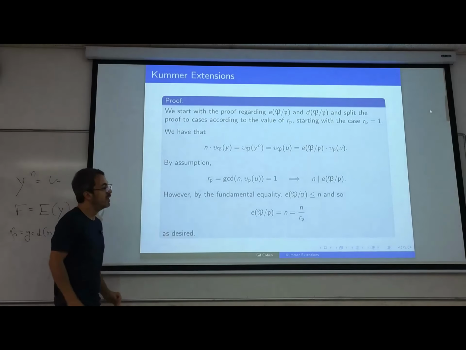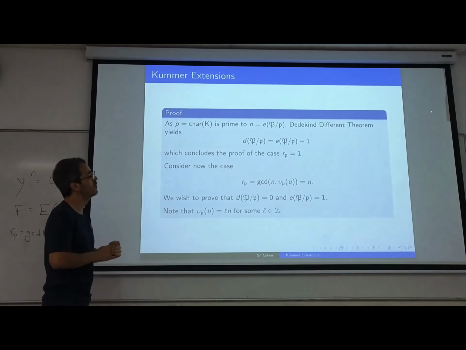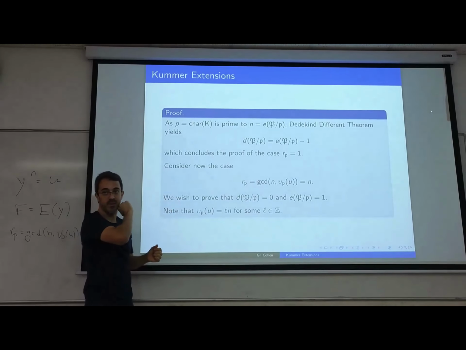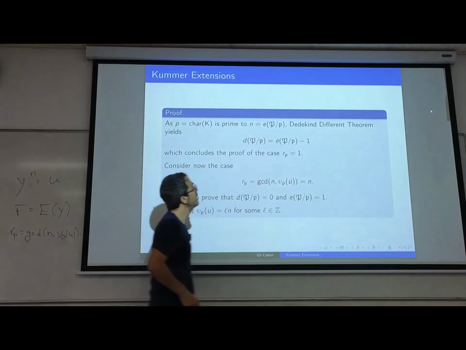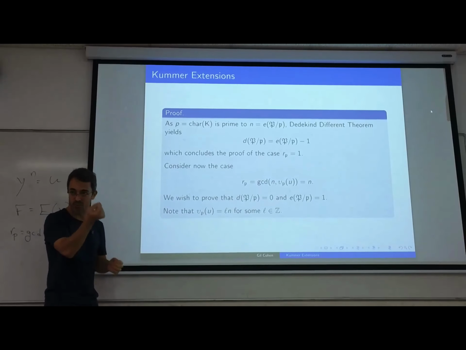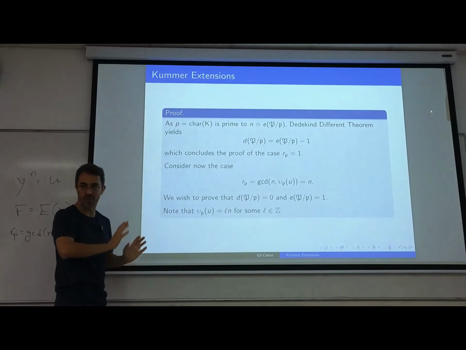We know that if E is 1, the different is 0, but when E is like N, I don't know what the different is generally speaking. But under our assumption, the characteristic P is co-prime to N, and N, you will just show, is the ramification index. And Dedekind's theorem tells you that in this case, under the assumption that the ramification index is co-prime to the characteristic, the different is exactly 1 shy away from the ramification index.